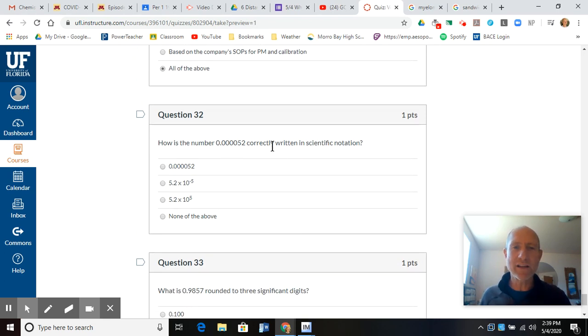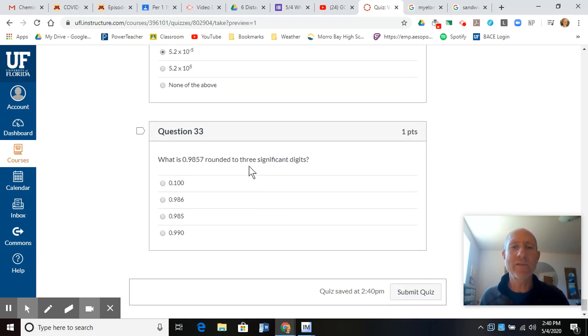How is this number correctly written in scientific notation? Well, it's way smaller than 1, so it's going to be to the negative power. And there's 1, 2, 3, 4, 5 orders of magnitude displaced to get the decimal point to right here. So that would be 5.2 times 10 to the negative 5. Booyah.